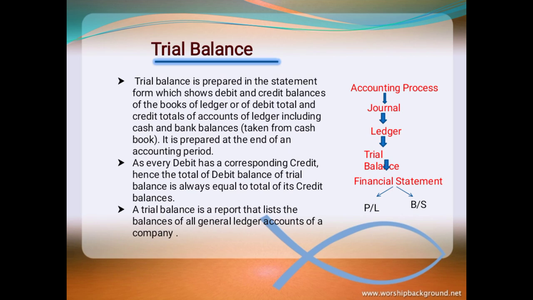A trial balance is a report that lists the balances of general ledger accounts of a company. So basically, what is the process of preparing trial balance? We go for the accounting process, then journal, then ledger, and after ledger we prepare the trial balance. Then after preparing the trial balance, we prepare the financial statements, that is the profit and loss account and the balance sheet.